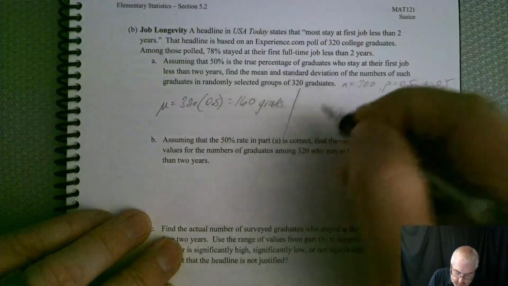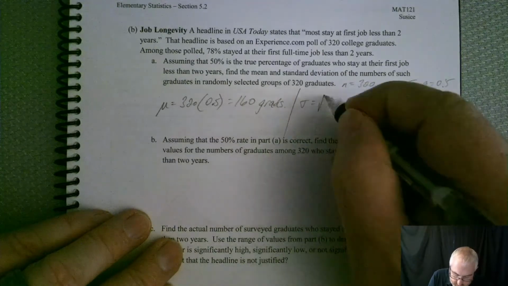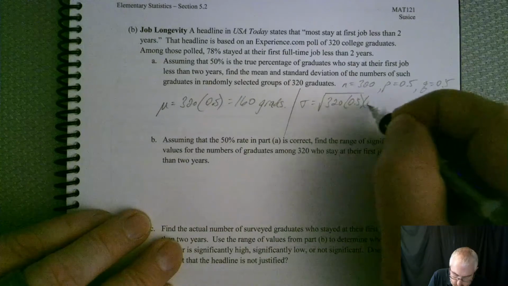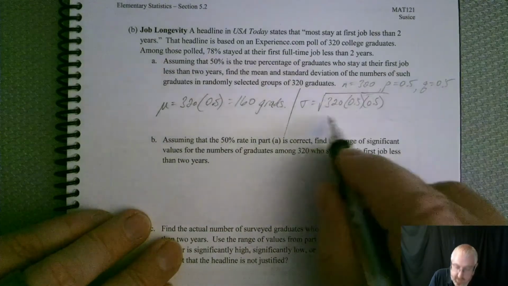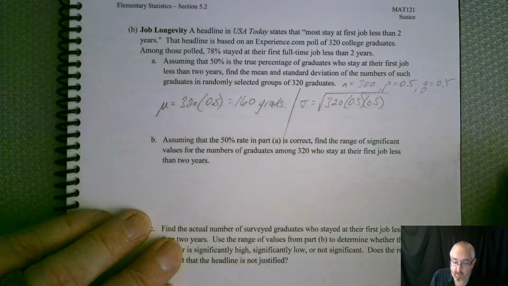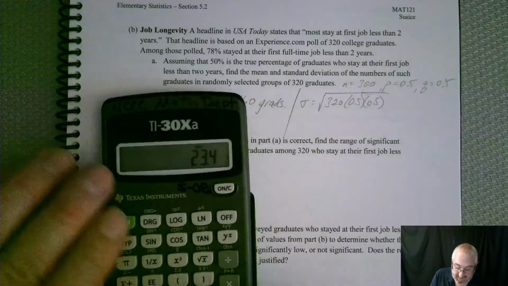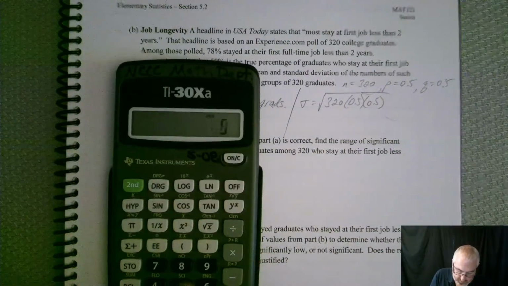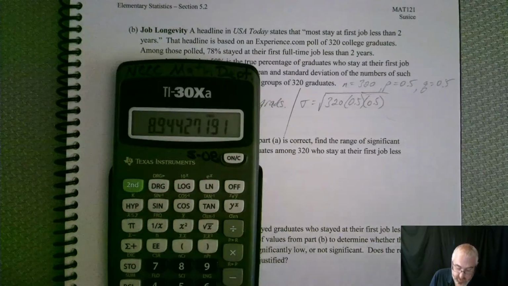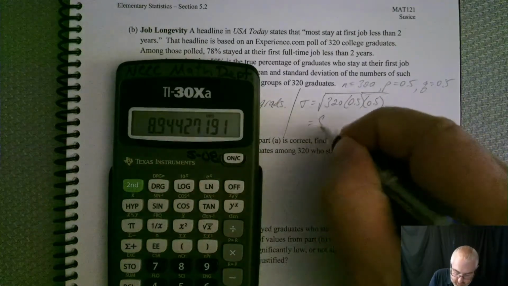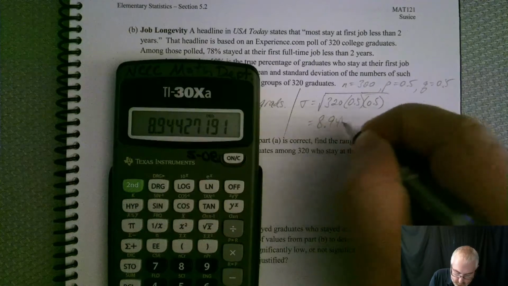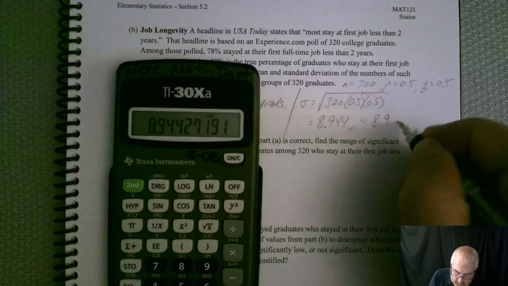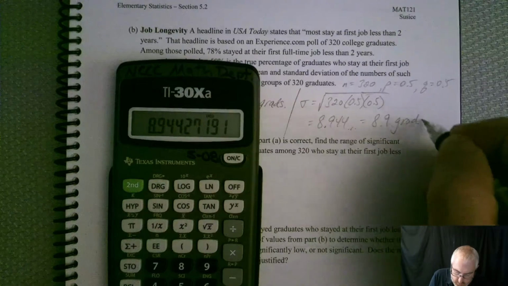All right. And then our standard deviation, so we got n times p times q. So we need the square root of 80, right? So 160 times 0.5 is 80. Square root of 80, 8.944. So we'll round that to 8.9 grads.